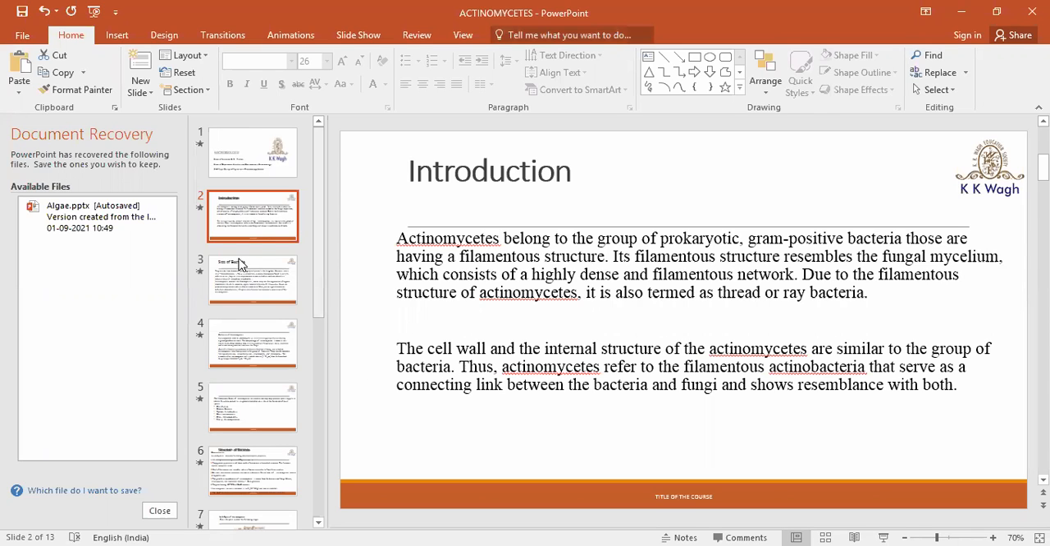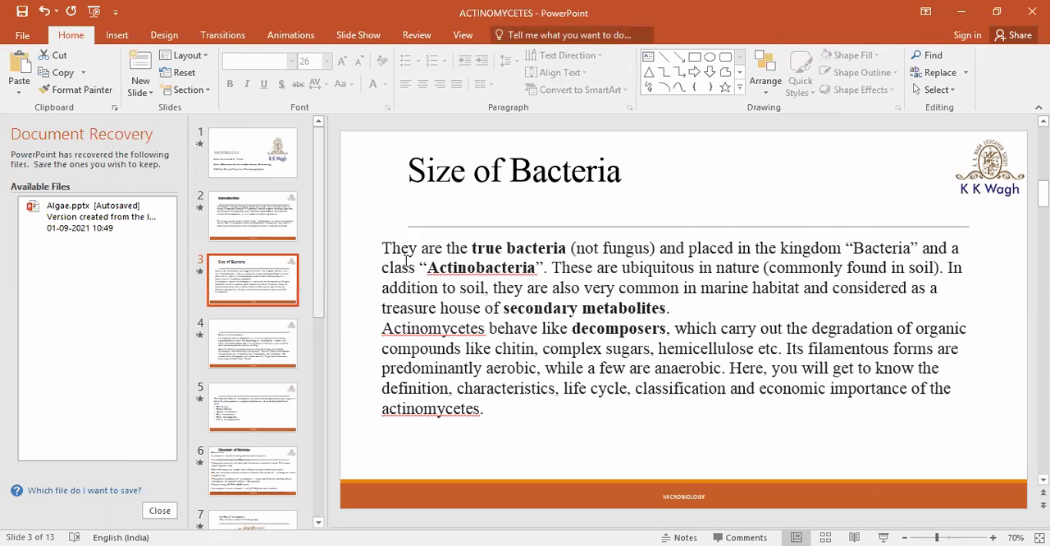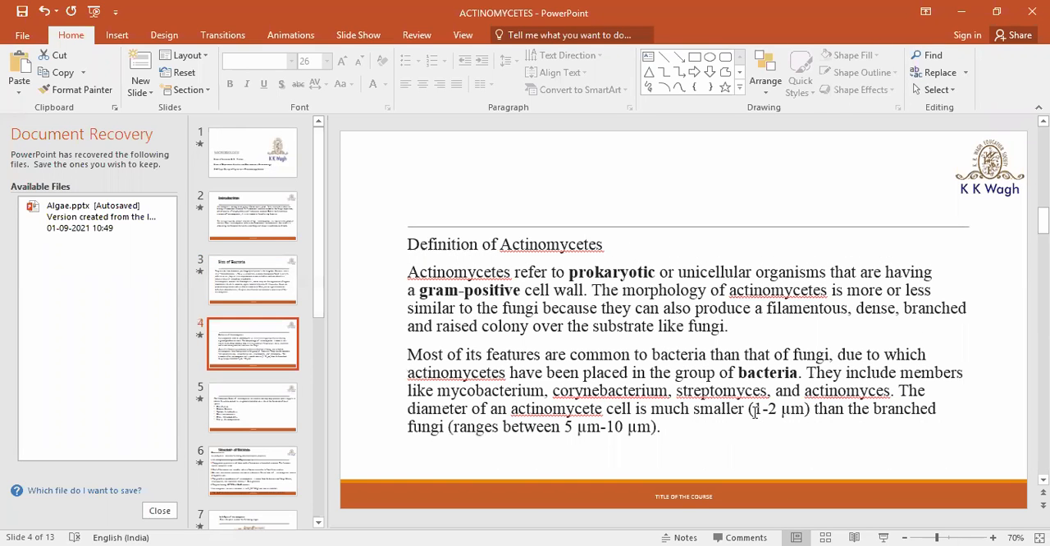Next is the status of the bacteria. This group of bacteria is called true bacteria, which is not a fungus and is placed in the kingdom bacteria. The class of this bacteria is Actinobacteria, and these are ubiquitous in nature, found in the soil. They are a major source of secondary metabolites. They also behave like decomposers, which carry out the degradation of organic compounds like chitin, complex sugars, and hemicellulose.